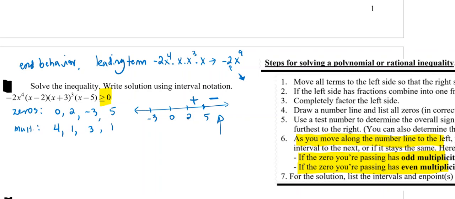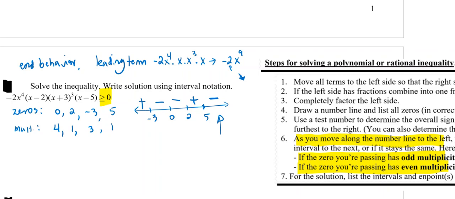Then you look at the next number, 2. The multiplicity of 2 is 1. Odd multiplicity, change, opposite sign. Then 0, its multiplicity is 4. Even multiplicity, even Steven, don't change it. Then negative 3, multiplicity is 3. Odd, opposite sign. Negative becomes positive.